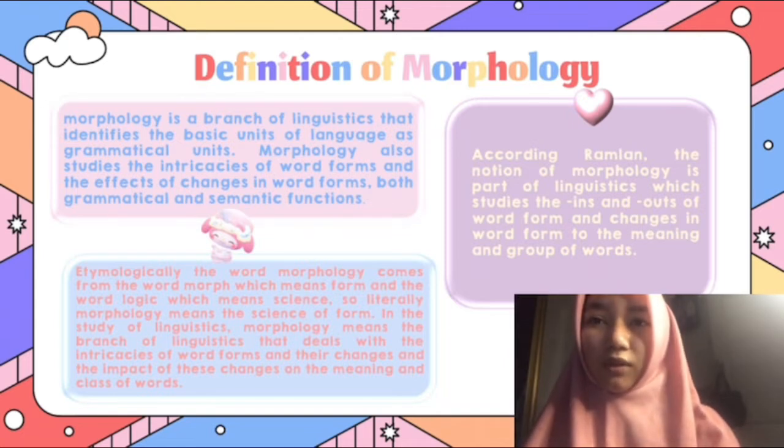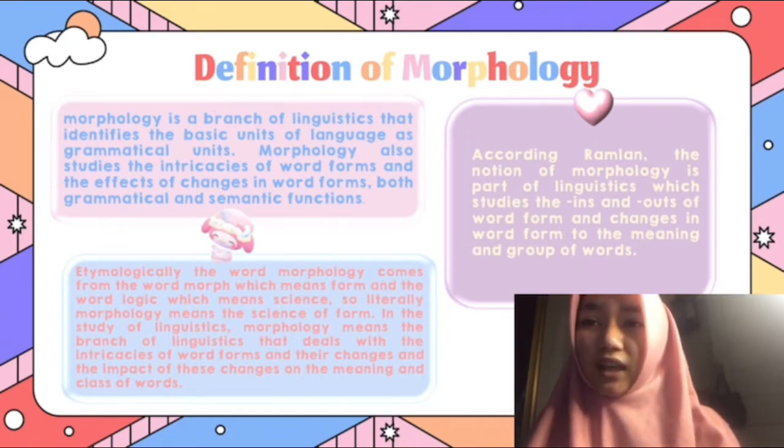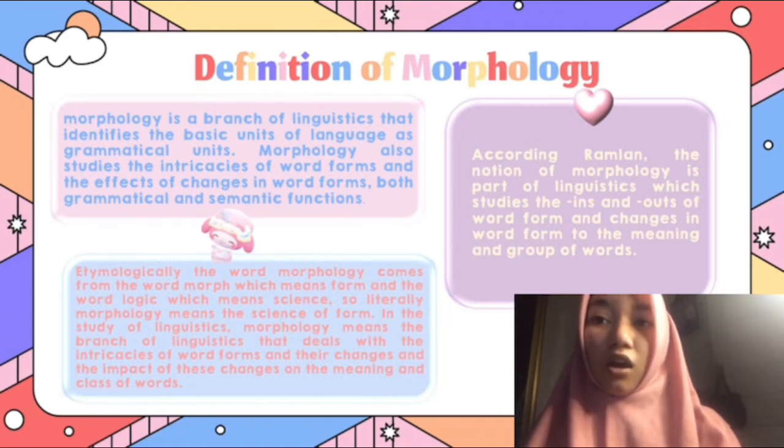Etymologically, the word morphology comes from the word morph, which means form, and the word logic, which means sense. So literally, morphology means the sense of form. In the study of linguistics, morphology means the branch of linguistics that deals with the intricacies of word forms and their change and the impact of change on the meaning and class of words.